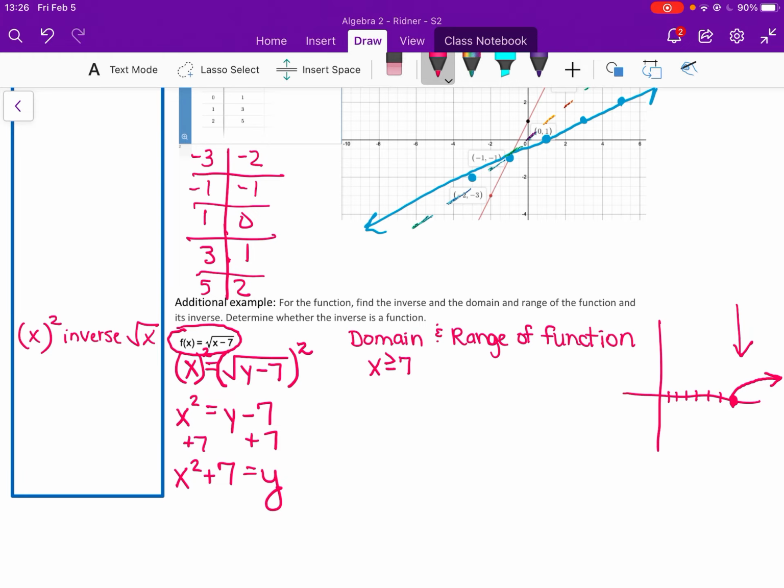The range is the bottom to the top. The bottom is at 0, so y is greater than or equal to 0.